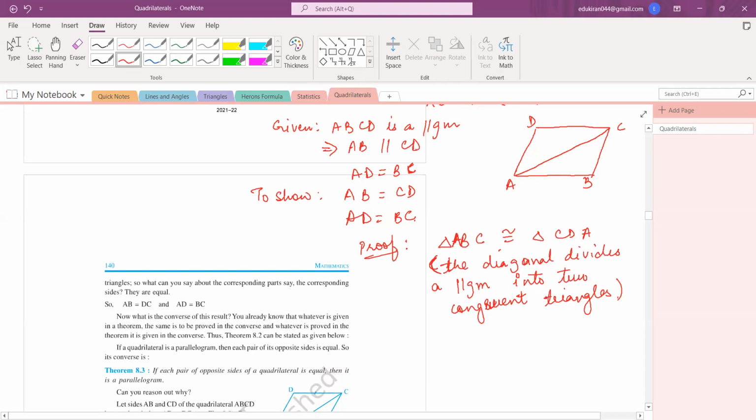So this is the theorem we have used, the theorem number 1. Now, since the triangles are congruent, can we write by CPCT that sides are equal? Yes, ma'am. By CPCT, AB is equal to CD and BC is equal to AD. This is what we were supposed to prove.